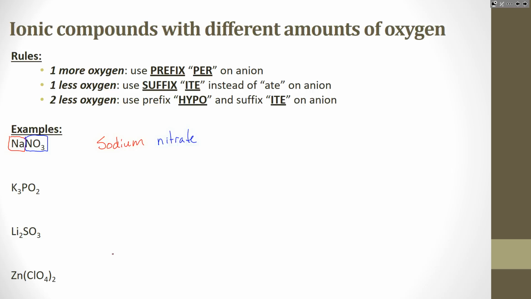But now we get to this one, K3PO2. So we have K3, that's my metal, so that's potassium. And then PO2 is the nonmetal group. Now, if you look on your periodic table, I don't think you'll find PO2, but we do find PO4. So PO4 is phosphate, PO3 would be phosphite, so PO2 would be hypophosphite.